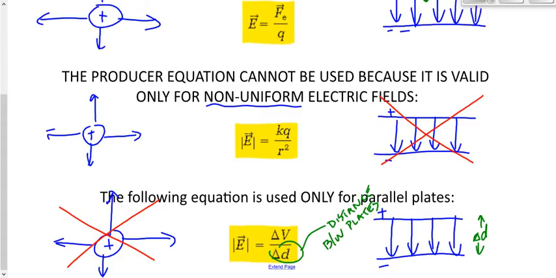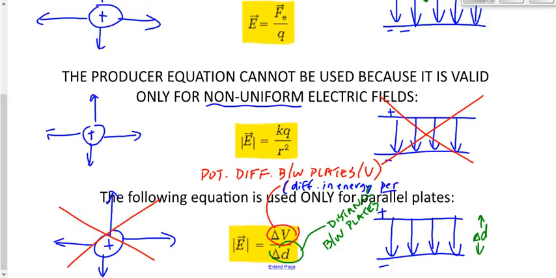Delta V, this is kind of a tricky one here. Delta V stands for the potential difference between the plates. That's going to be measured in volts. Potential difference between the plates is the difference in energy per coulomb of charge between the plates. What does that mean? The difference in energy per coulomb of charge between the plates.